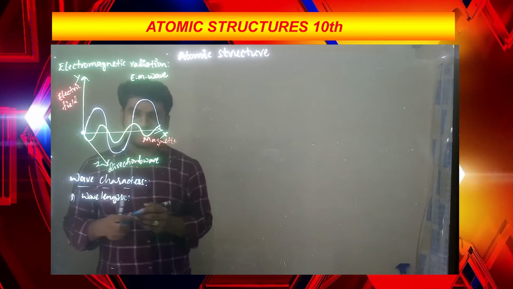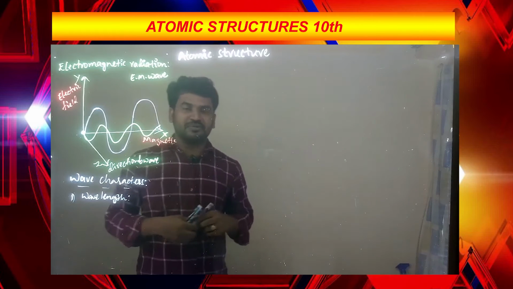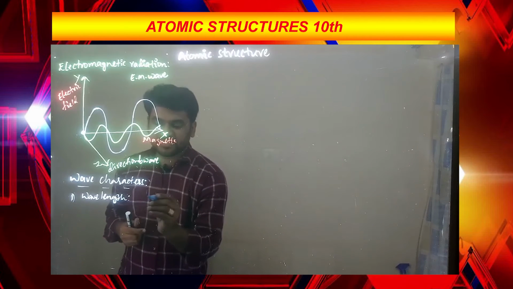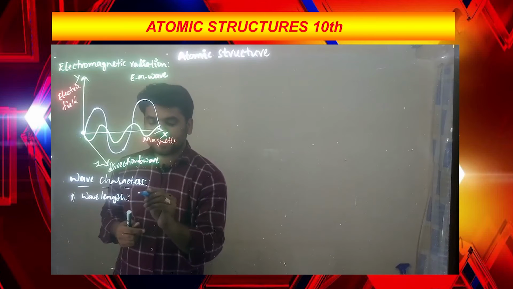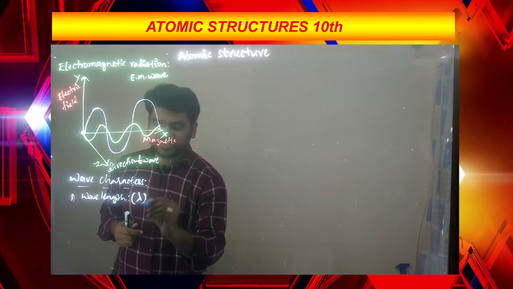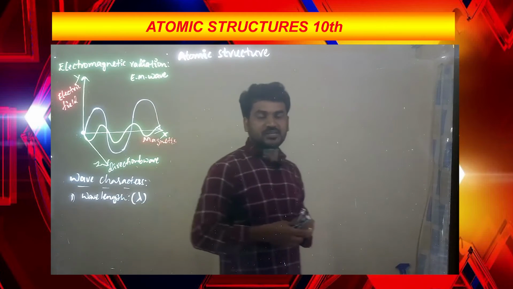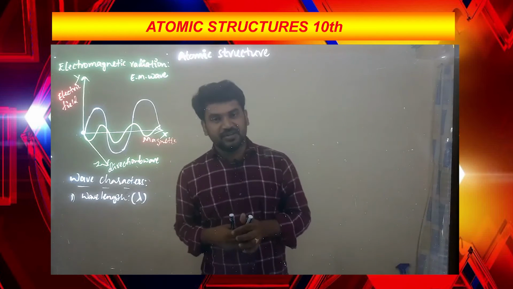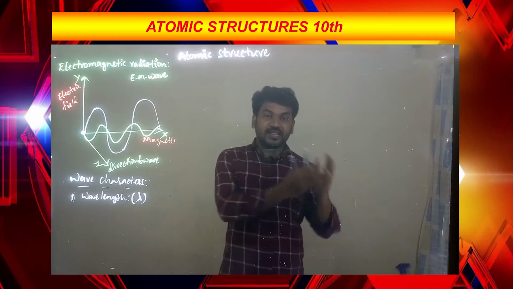So wavelength, right? What is meant by wavelength, and how is it denoted? Wavelength is denoted by a sign called lambda. Lambda is the symbol, a notation or a sign for the wavelength, right? How can you define a wavelength?